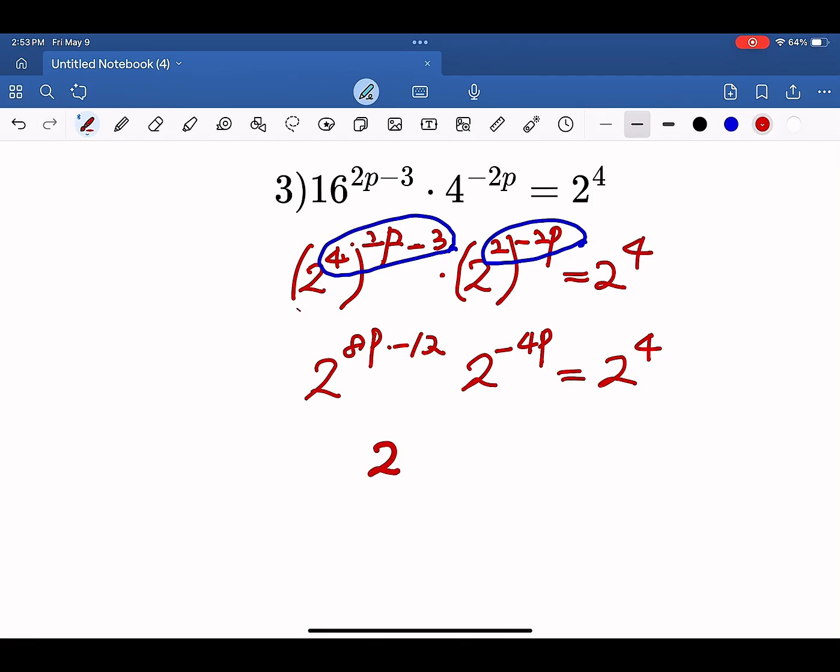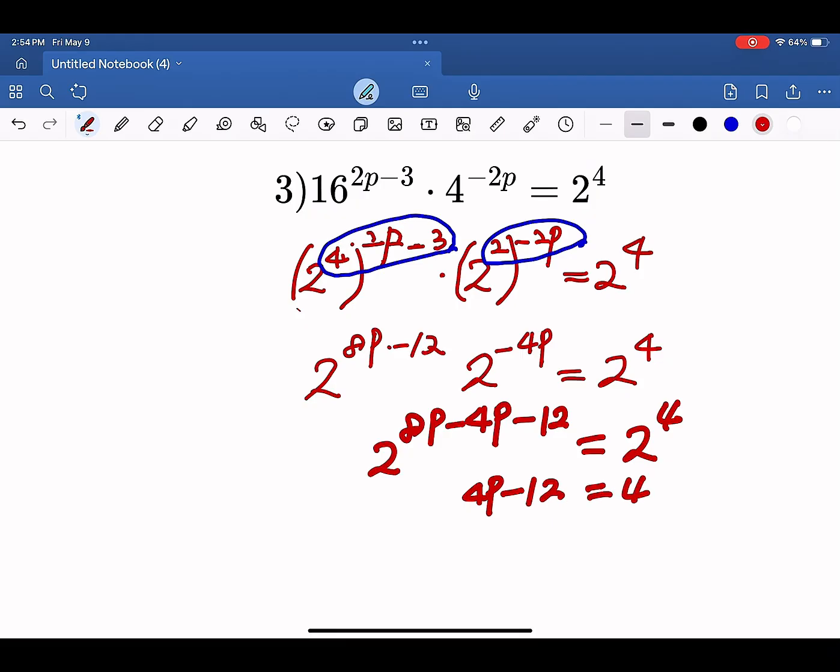Now we just add all the exponents on the left-hand side. 8p minus 4p minus 12 equals 4. Now we set the exponents equal to each other. 8 minus 4 is 4, so 4p minus 12 is 4. You move negative 12 to the right-hand side by adding 12. So 4p equals 16. You divide by 4, which gives you 4.